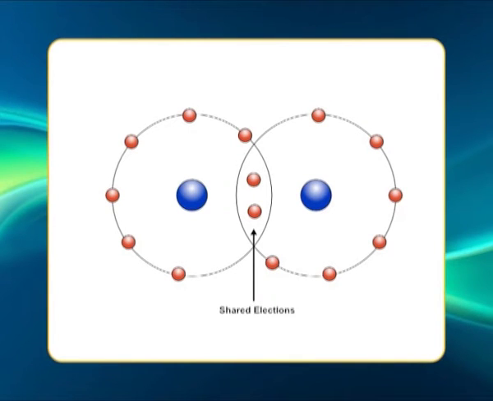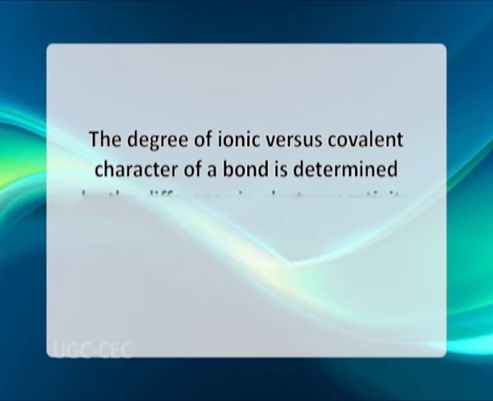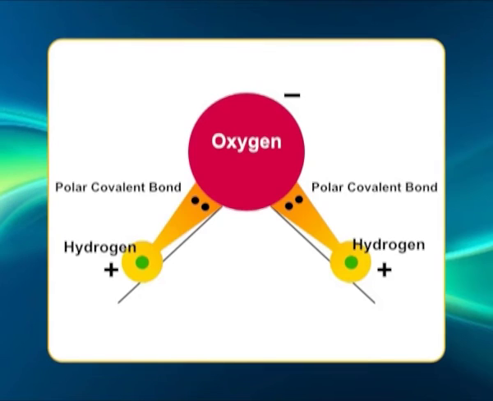All bonding interactions have some ionic character because the electron density remains shared between the atoms. The degree of ionic versus covalent character of a bond is determined by the difference in electronegativity between the constituent atoms. The larger the difference, the more ionic the nature of the bond.